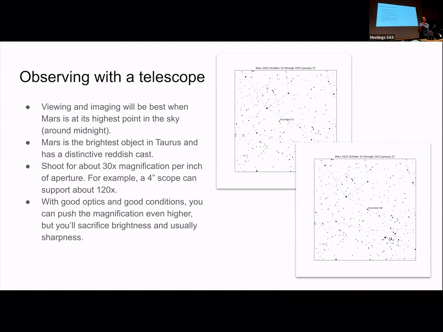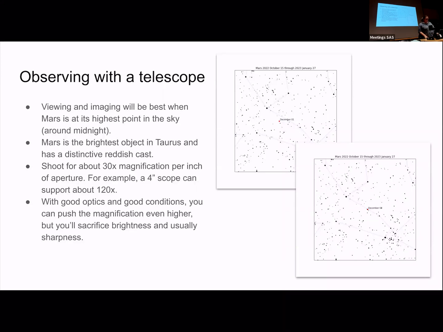You want to shoot for about 30 times magnification per inch of aperture. So for example, if you have a 4-inch telescope, it's going to support about 120 times magnification. You can try going a little bit higher, and that'll work especially well if the seeing is good, the air is steady, and also if you have really good quality optics. But 30 times per inch of aperture is a really reasonable number to shoot for. If you go higher, the brightness is going to get quite a bit dimmer, and you're going to lose some sharpness, and that may be important for distinguishing surface detail.